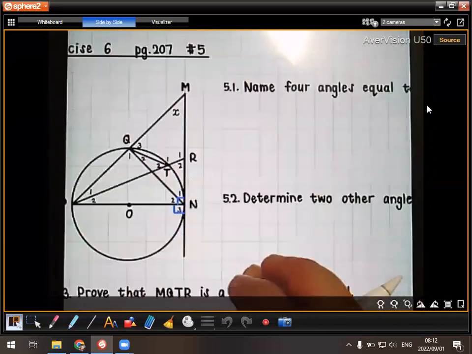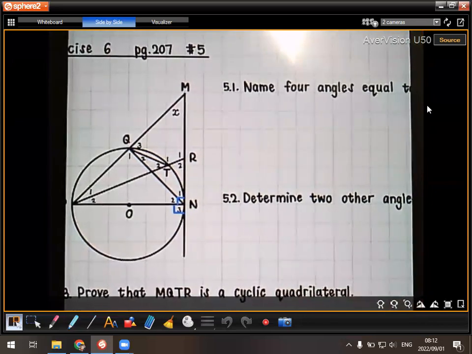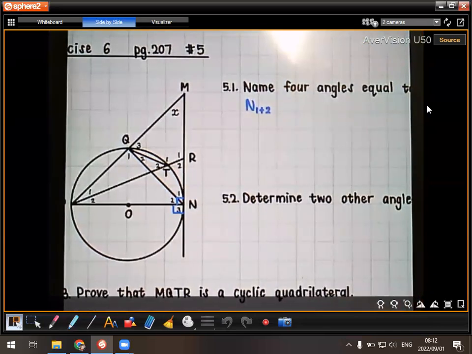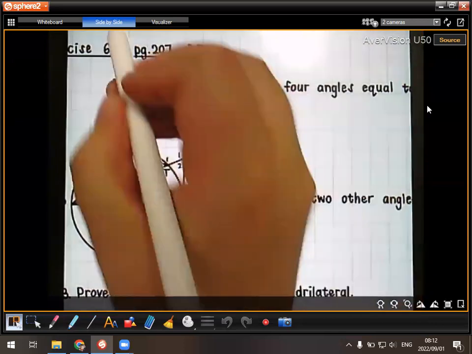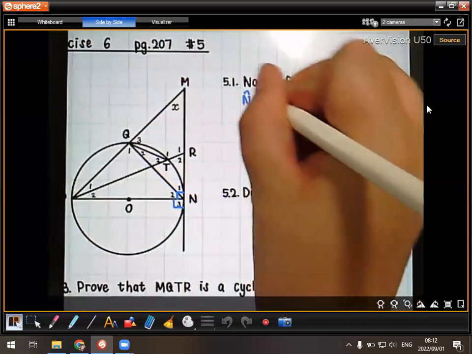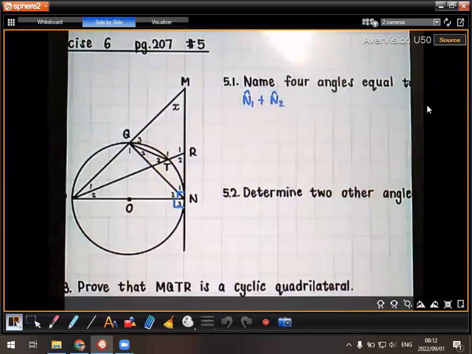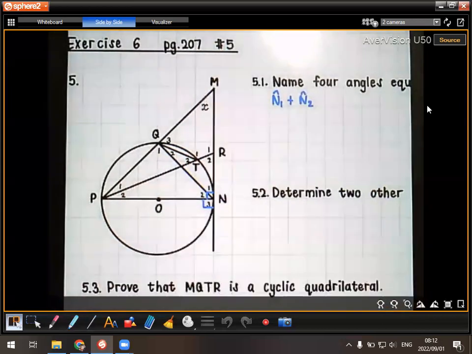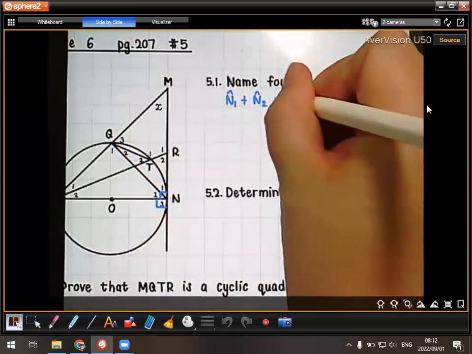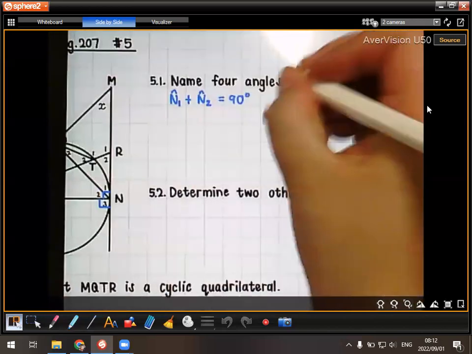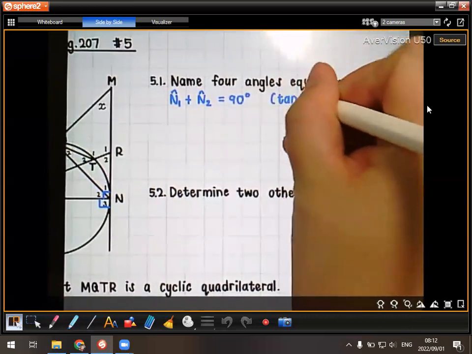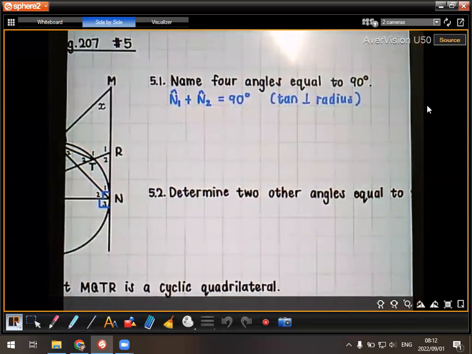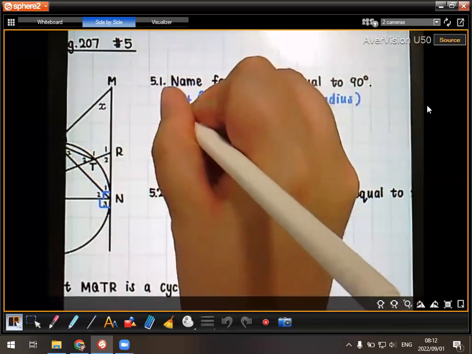Now, guys, for N1 plus N2, you can literally write N1 plus N2. You're not allowed to write it like N1 plus 2, okay? I actually marked that wrong in finals. So if you want to split it up into the two angles, you have to say N1 plus N2, like that. Or you could have called it PNR or PNM. So that was equal to 90, and the reason is tangent perpendicular to radius. And then N3 is equal to 90 degrees.